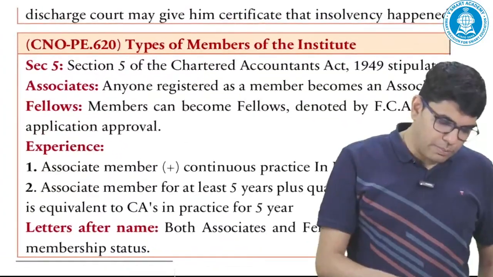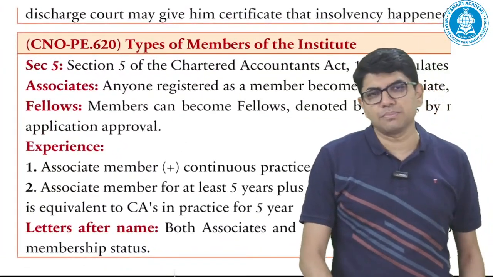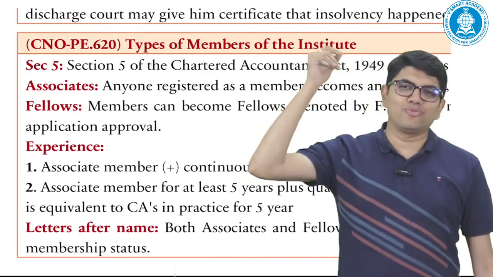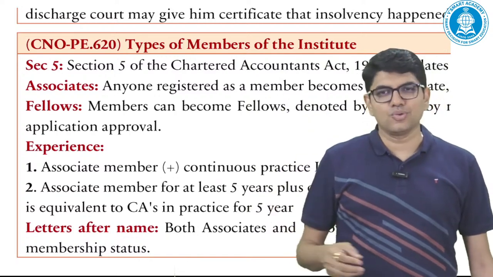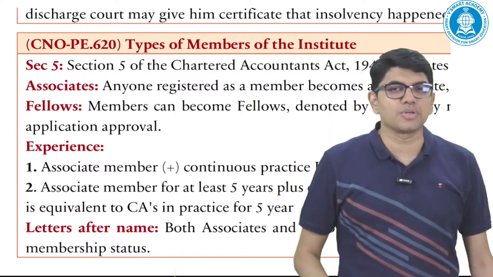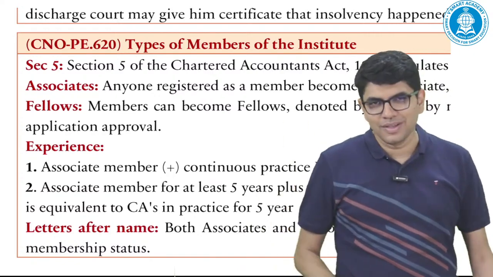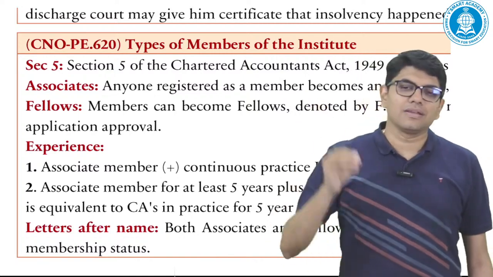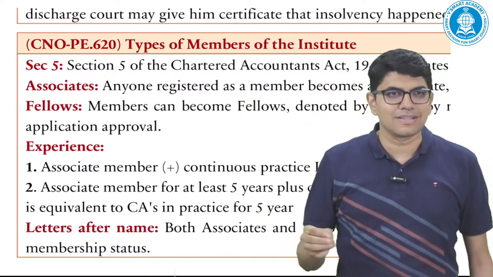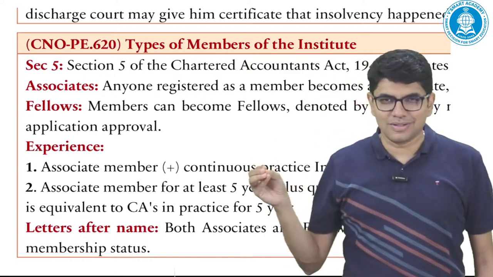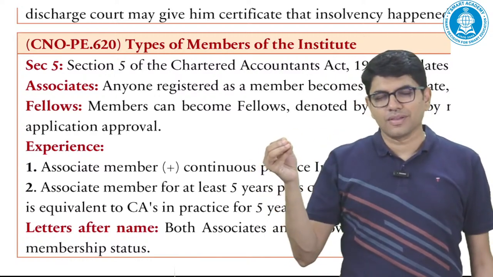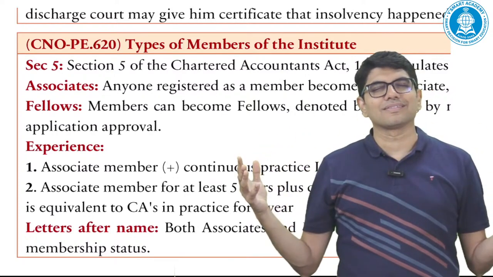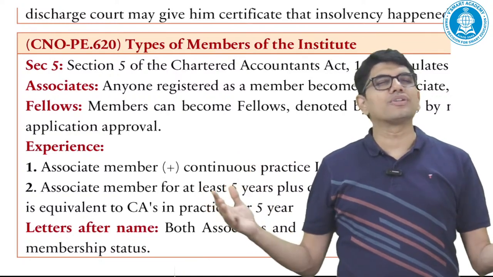Now, types of members. It's very simple. So we have section 5. The moment you apply for membership and the Institute grants you membership, your name will be written in the members register as Associate Chartered Accountant. That golden day, just think about it. Just visualize it. Feel it. Your dream is coming true.